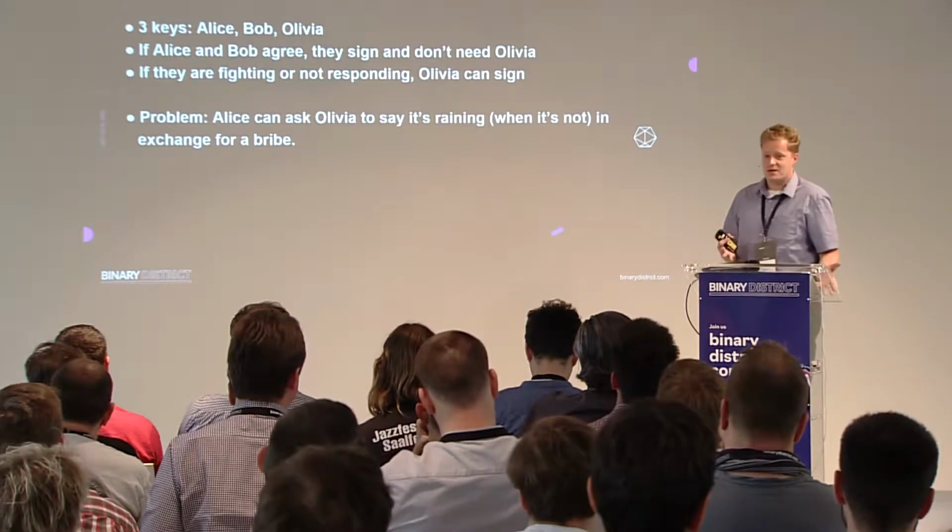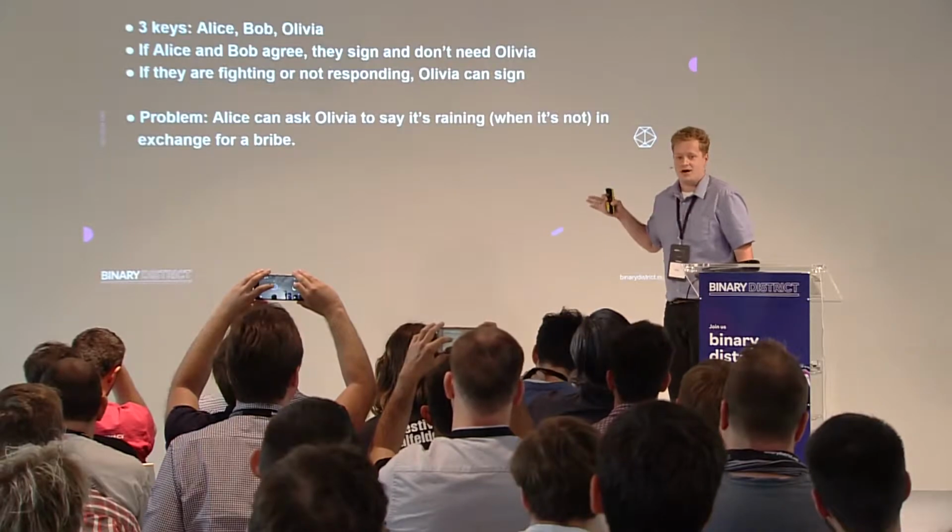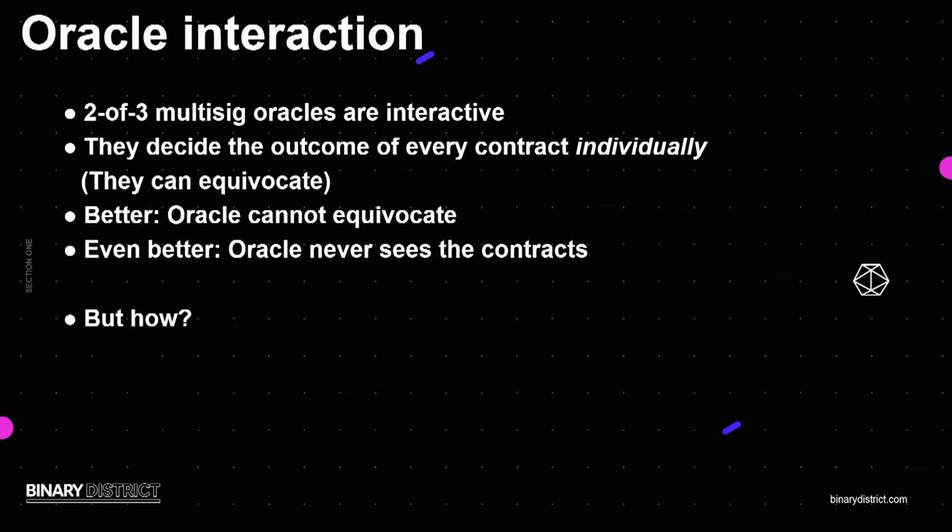But there's a problem, because Alice can also ask the oracle, Olivia, to, if you say that it's raining, even if it's not, I'll pay you half a coin. So I get half a coin, you get half a coin, and in the other case, I would get nothing. And the oracle would also get nothing, so they both benefit. So there's a possibility for bribery. And that stems from the fact that the oracle is interactive to the contract.